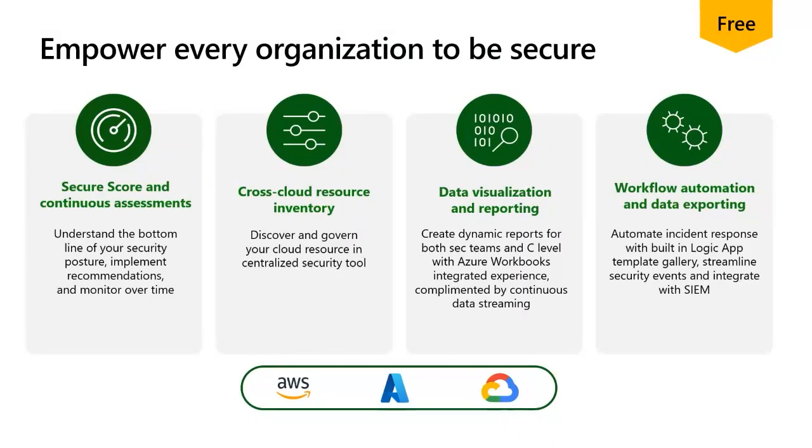So let us look at the free features in an elaborate way. Secure score, as I said, is calculated based on a set of security best practices and industry standards, such as CIS and the NIST cybersecurity framework. Defender for Cloud continually assesses your multi-cloud resources for any security issues, and it then aggregates all the findings into a single secure score. Secure score is displayed individually for your Azure subscriptions, for your AWS accounts, and also your GCP projects.